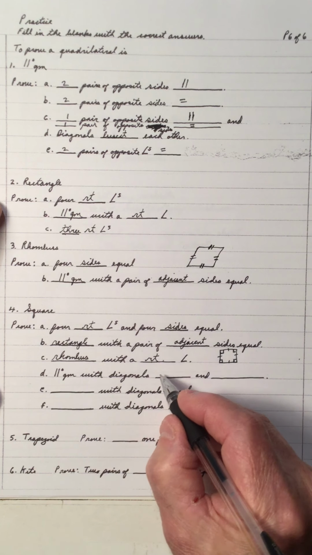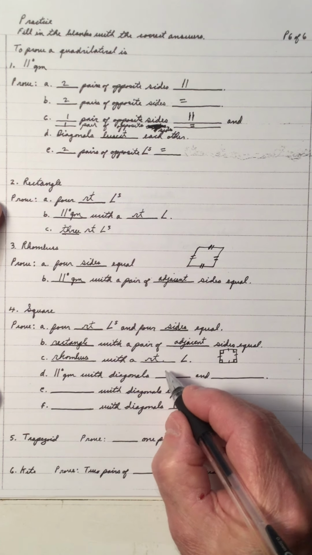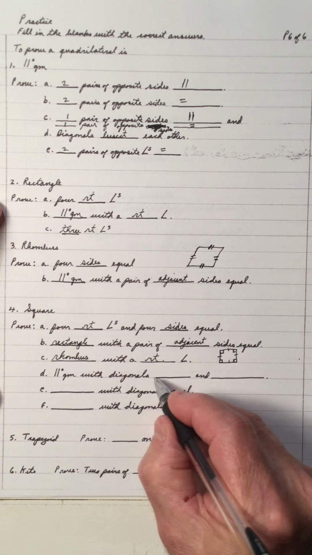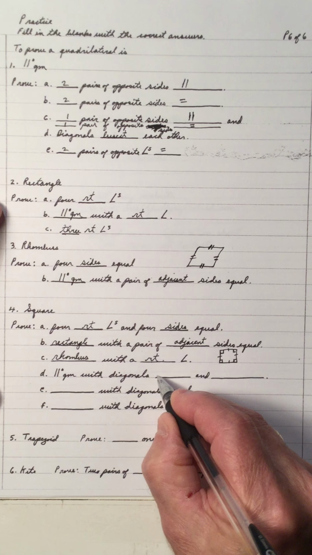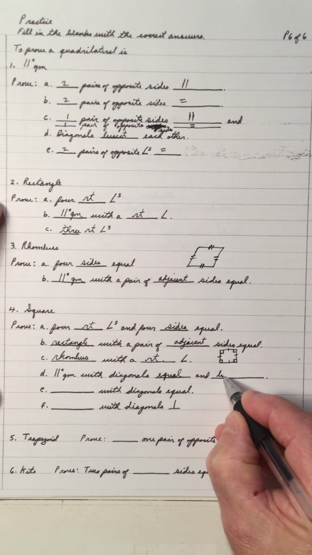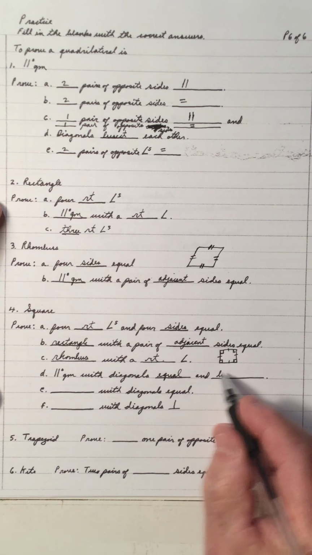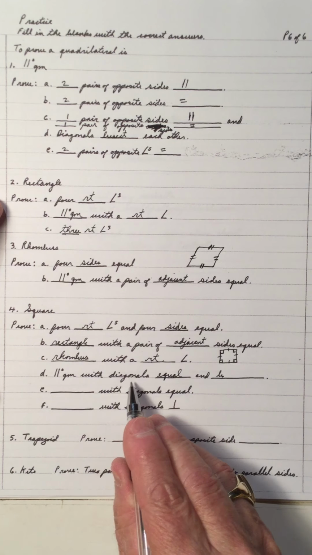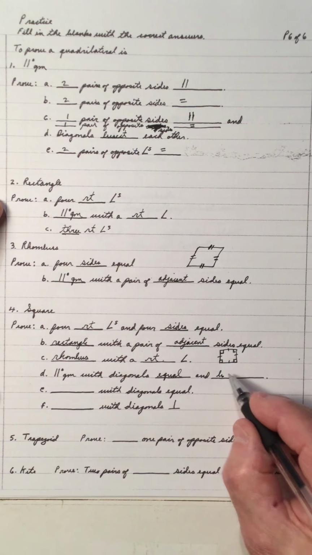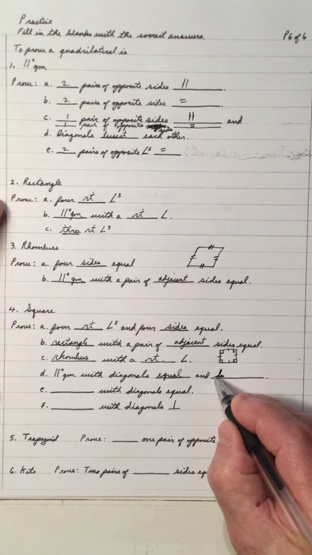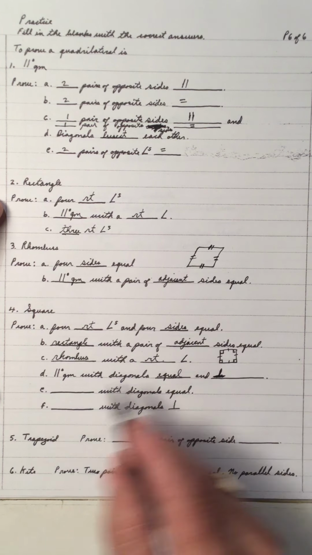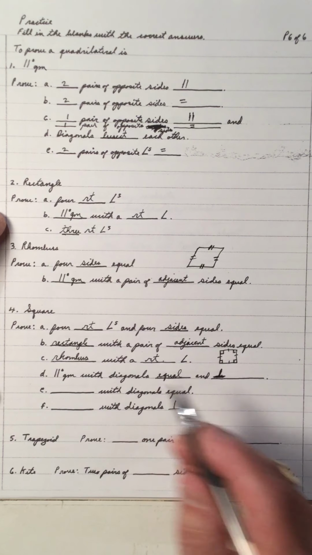Parallelogram with the diagonals, let's see, the diagonals bisect each other. The diagonals are equal, and they bisect. Well, the parallelogram bisect is automatic. If a parallelogram has diagonals equal and perpendicular, the diagonals of a parallelogram are equal and perpendicular, then we get a square.